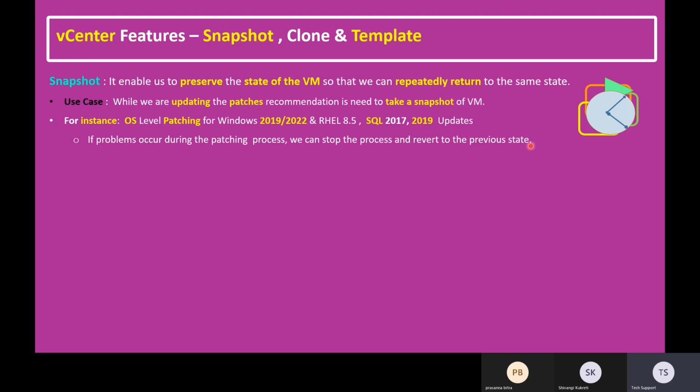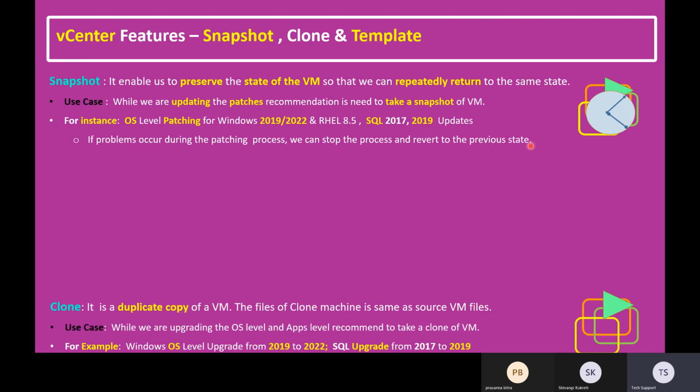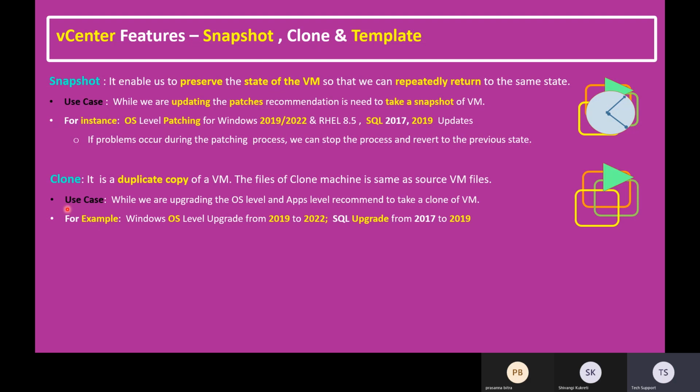Now we'll talk about another point, which is clone. A clone is a duplicate copy, or exact copy, of your virtual machine. The files of a clone machine are the same as the source virtual machine files. We already know virtual machine files means VMX, VMDK, NVRAM and log file. The same 4 files will be created even if you create a duplicate copy. Duplicate copy, another name is clone.